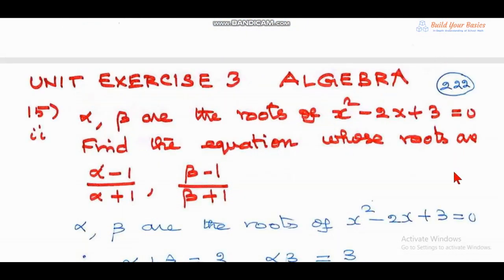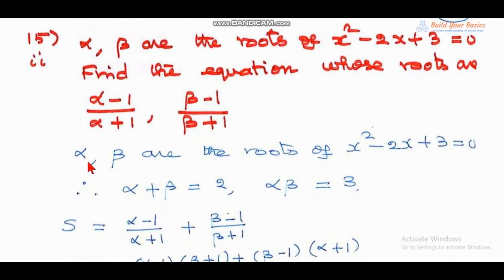Unit exercise 3, sum number 15, second subdivision. If alpha, beta are the roots of the equation x squared minus 2x plus 3 equal to 0, form the equation whose roots are alpha minus 1 by alpha plus 1, beta minus 1 by beta plus 1. Alpha, beta are the roots of x squared minus 2x plus 3 equal to 0. So alpha plus beta equal to minus of minus 2 by 1, that is 2, and alpha beta equal to 3 by 1, that is 3.